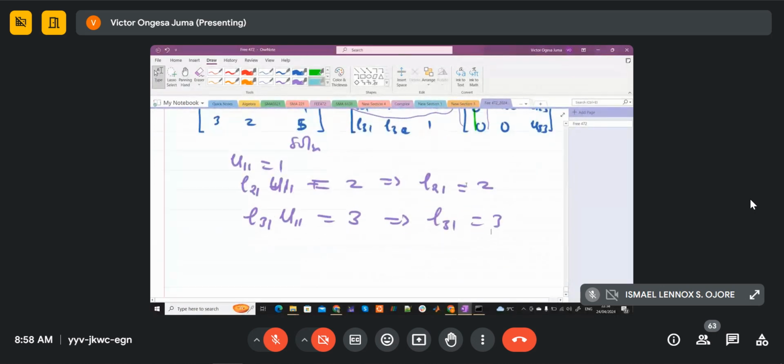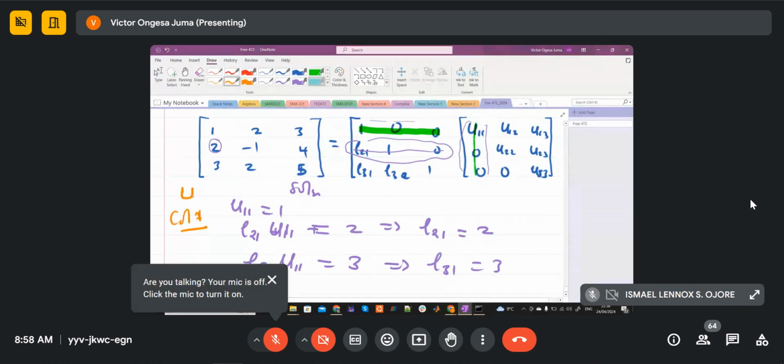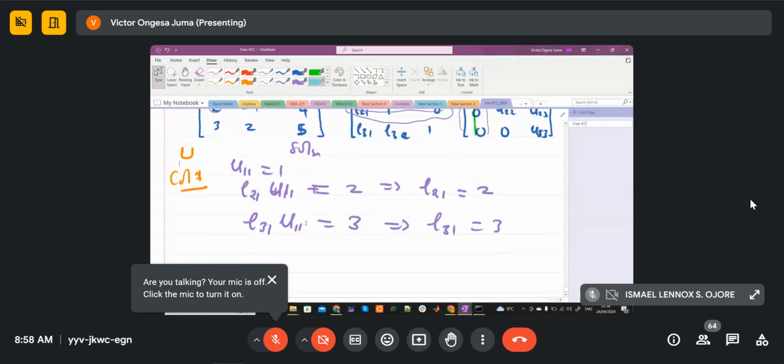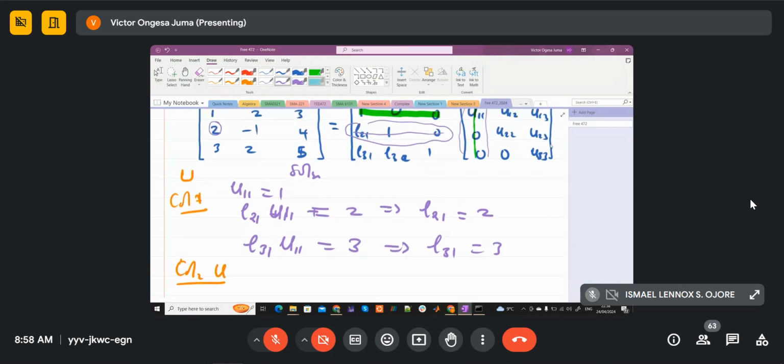Then I can now do the same with the second column. Let me say this, just so that you can keep track: this was multiplied by column 1 of the U matrix. Now I can go to column 2 of the U matrix. What's column 2 of the U matrix? I multiply everything again by column 2. In the first one, I'll have what? I'll have U12 multiplied by 1, which is the same as 2. Make sense?